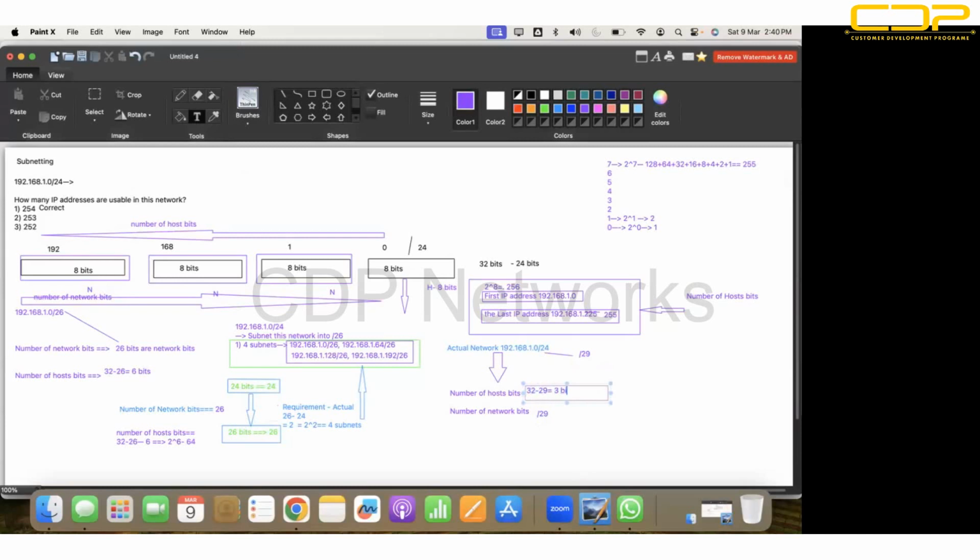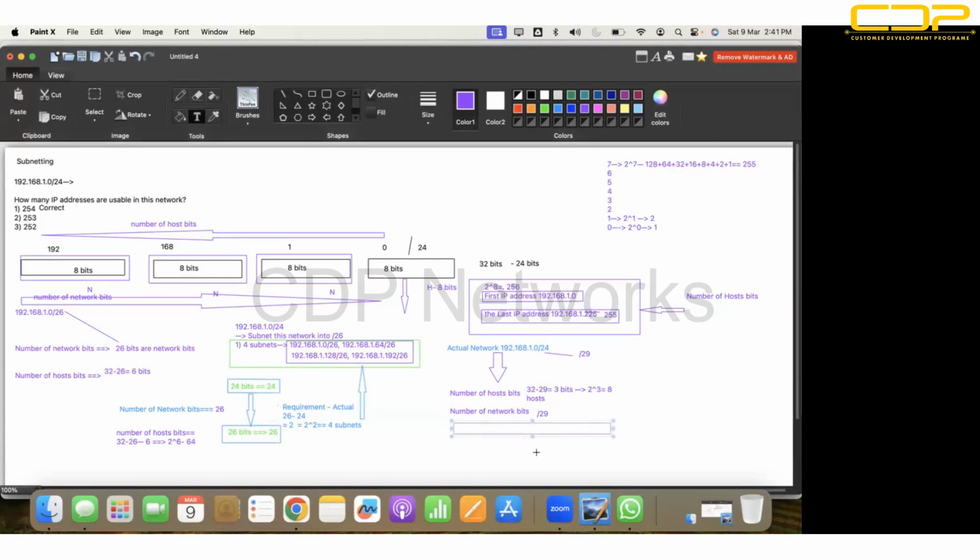Now you people got how subnetting works, but we need to do some calculation. 2 power 3 means 8. We have 8 hosts in each subnet. And we have 29 minus 24, which means 5 bits, and we need to calculate it. 2 power 5 is 32 subnets. Yes, correct.